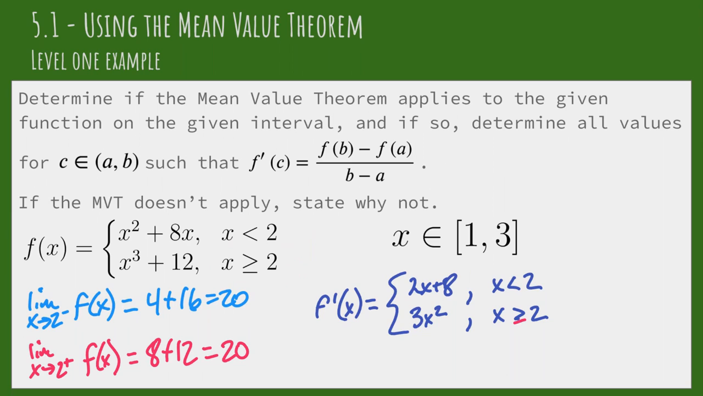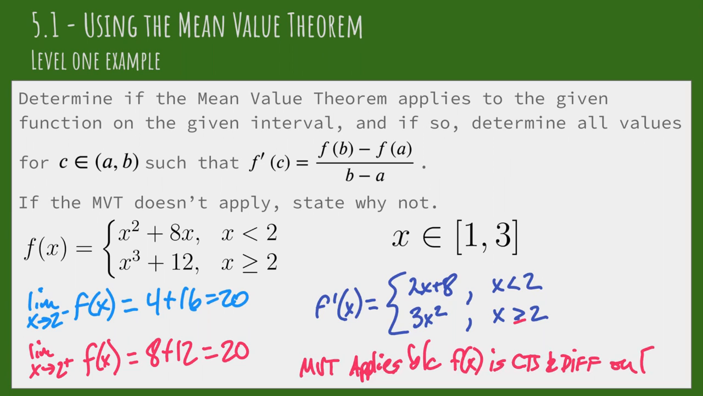Okay, so after all that, we know the mean value theorem applies because the function is continuous and differentiable on the interval. So I would want to leave this work on there, and I'm going to say mean value theorem applies because f of x is continuous and differentiable on, and I'm going to include the endpoints again because we know it's continuous and differentiable at the endpoints. Differentiability does not have to include the 1 and the 3, but in this problem it does, so it just makes my writing a little bit easier.